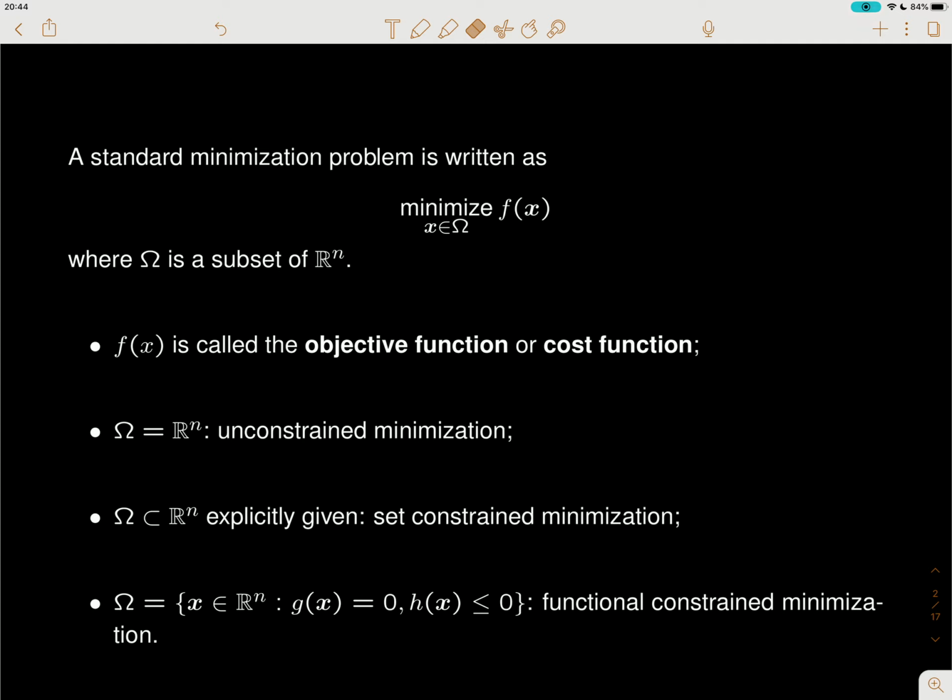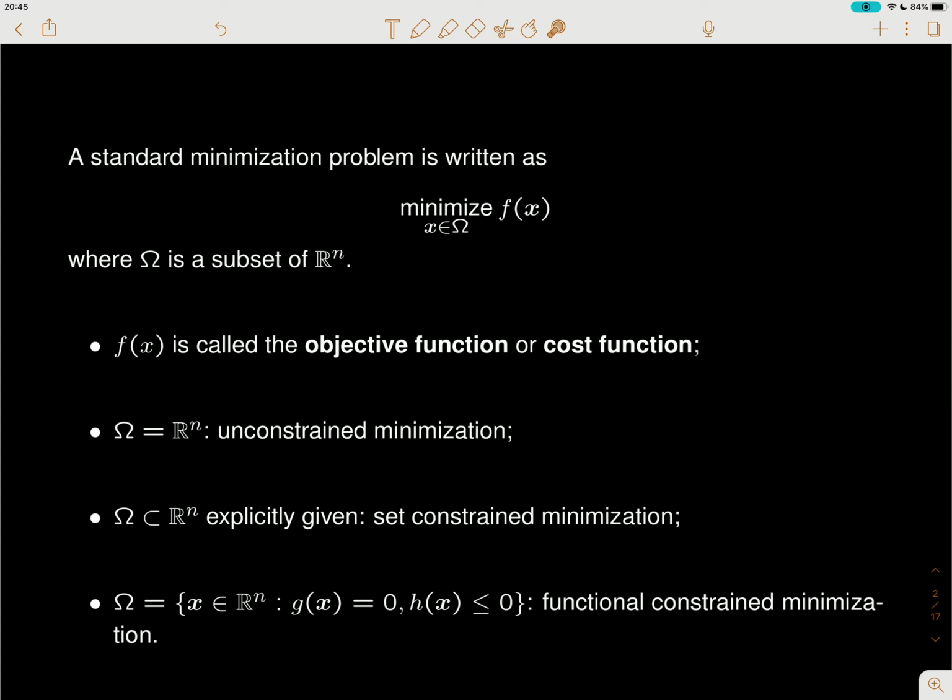Let's fix some terminology. First of all, this f will be called the objective function. This is the formal name for this f. Sometimes it's also called the cost function. And in some cases, it's also called the loss function. This is to be interpreted as: the optimization problem is to try to minimize the loss or try to minimize the cost. Now remember that f is a mapping from R^n, or a subset of R^n, to R. So you take any n-dimensional vector x, and it gives you a scalar, a number. And this f is the objective function.